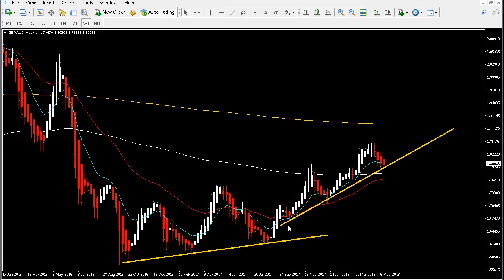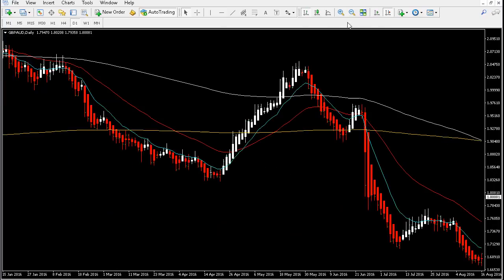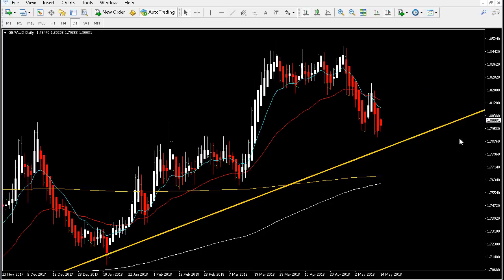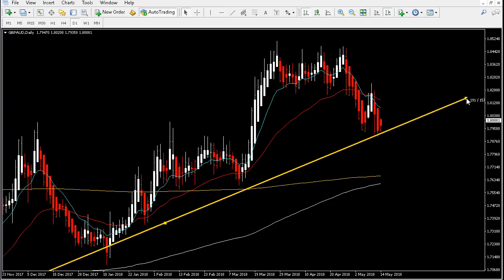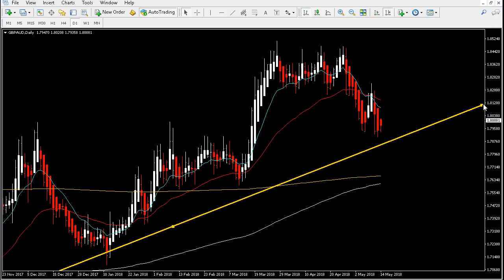GBP Australian dollar is very close to our major support line. Actually, depending on how you draw it, also broke it, but it really depends on the angle. It's in the area of support. So what we want to see is a reaction if you want to go long. For that, we need to draw this line, and we want to see what's going to happen if price moves lower and touches this area.